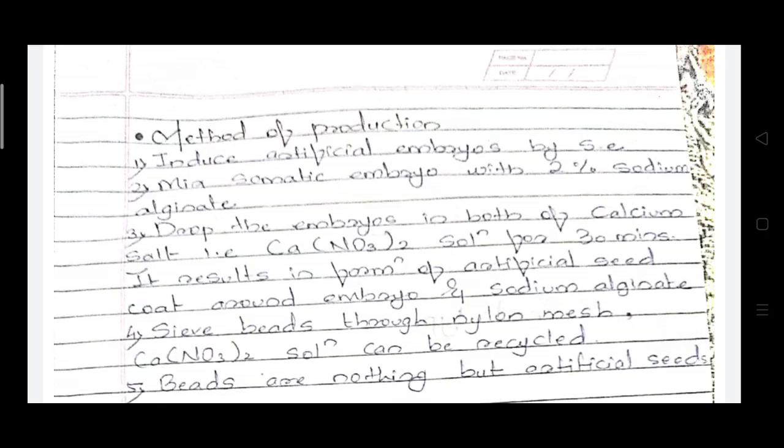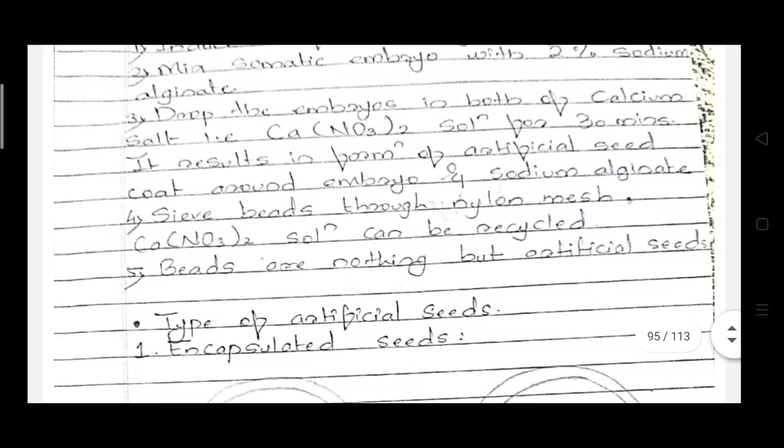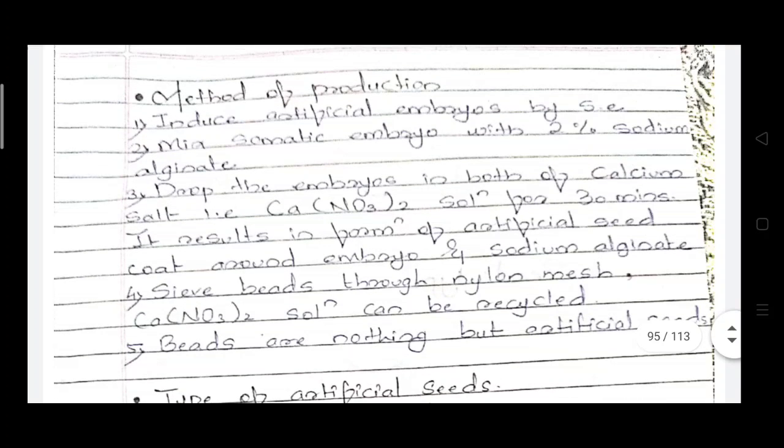Then these beads are sieved through a nylon mesh. The Ca(NO3)2 solution can be recycled. Beads are nothing but the artificial seeds. So this is a very simple procedure for the formation of synthetic seeds. These synthetic seeds are prepared as beads.